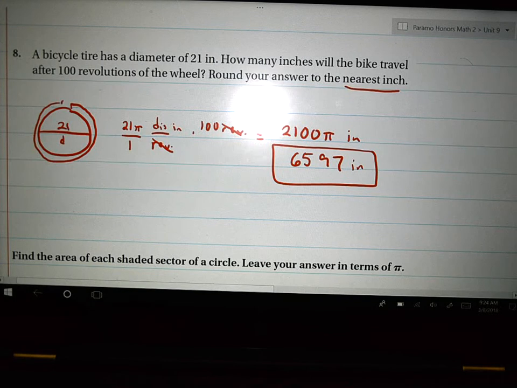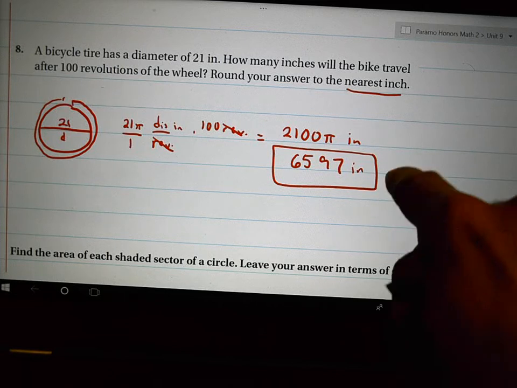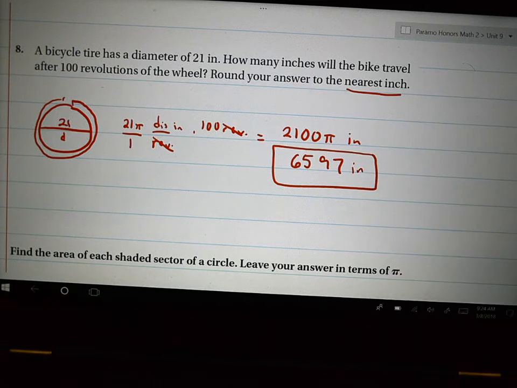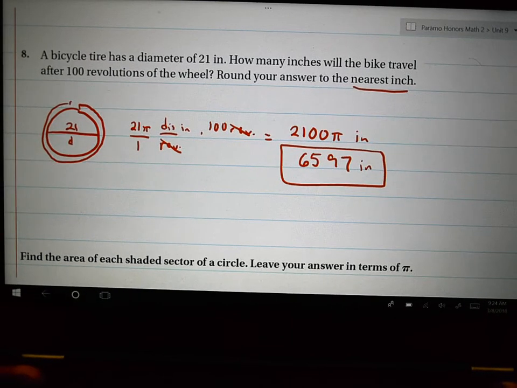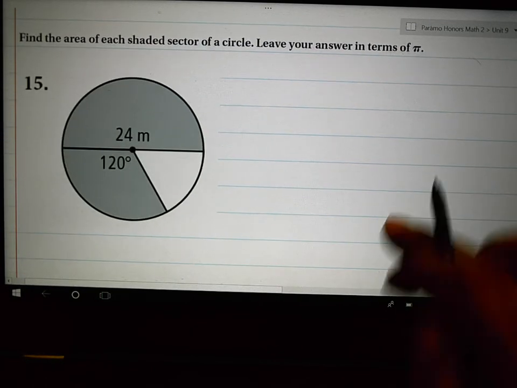Inches aren't really used on those computers. You usually want it either in miles per hour or kilometers per hour, so their computer would actually compute, okay, this many inches, and then it converts it to miles per hour for you, just depending on what your settings are. Kind of neat. We could do the math behind it, but we're not going to because it doesn't ask us to. Number 15.